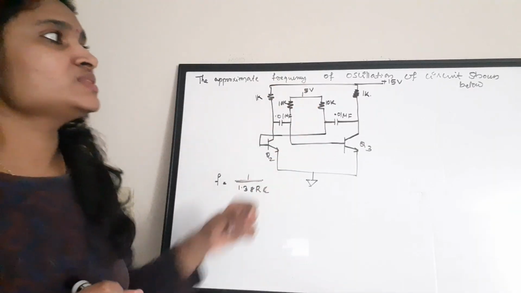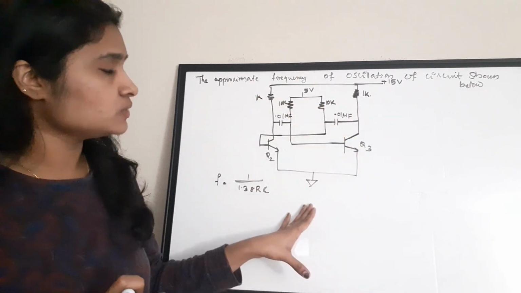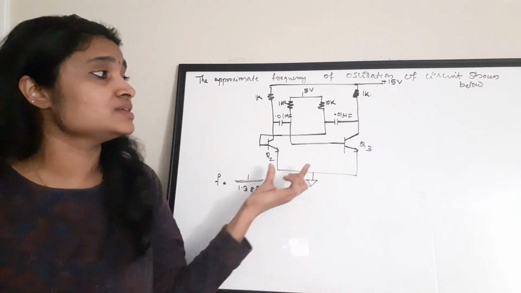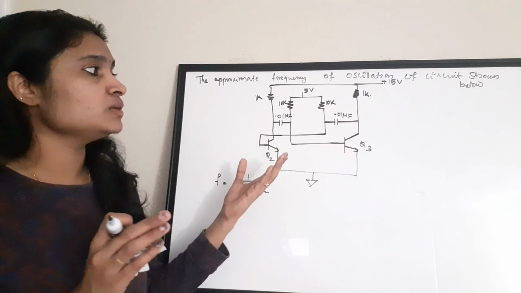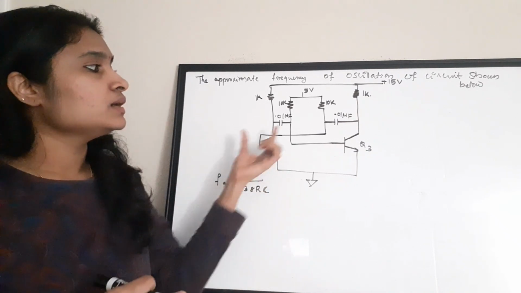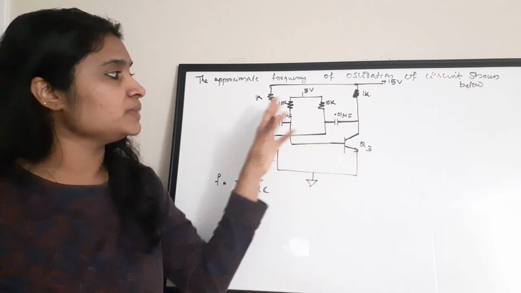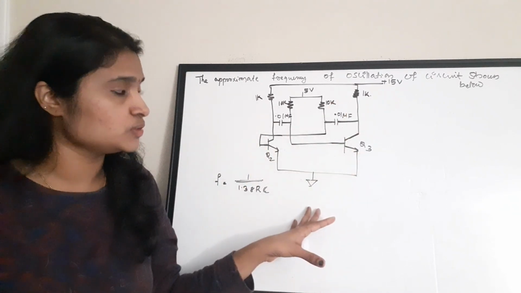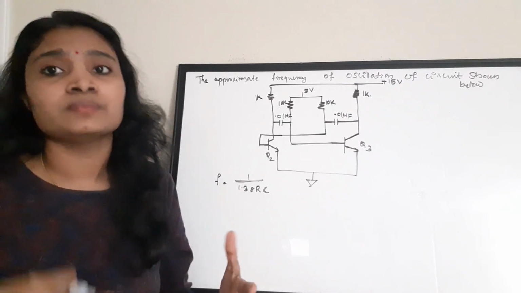Approximate frequency of oscillation of the circuit shown below. So this is the circuit shown below. First, in order to find the frequency, you need to identify what this circuit is. This is actually an astable multivibrator. You should know all the multivibrators: monostable, astable. In the case of an astable multivibrator, you can see that it is not being triggered by any external inputs. It is a self-triggered circuit. It is used for various purposes, for generation of square waves.